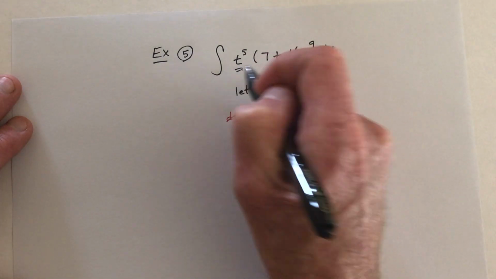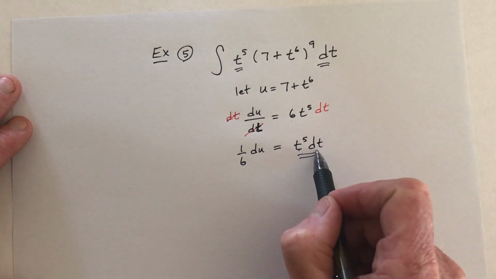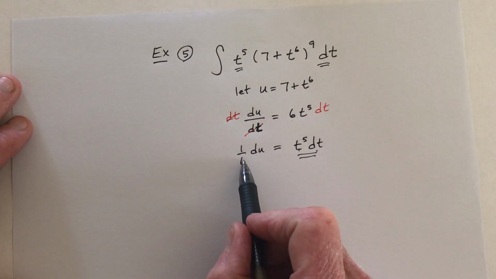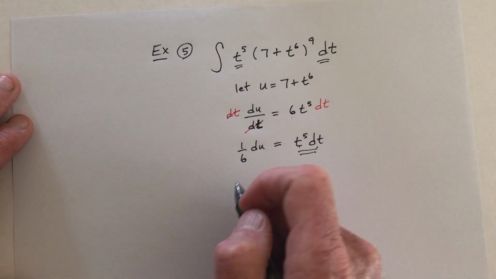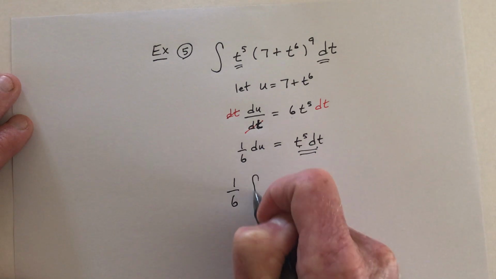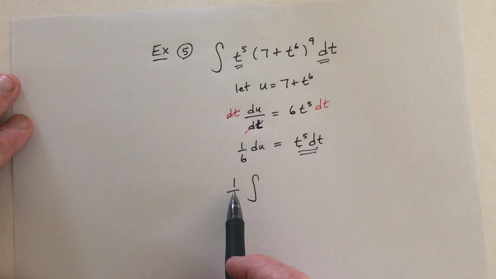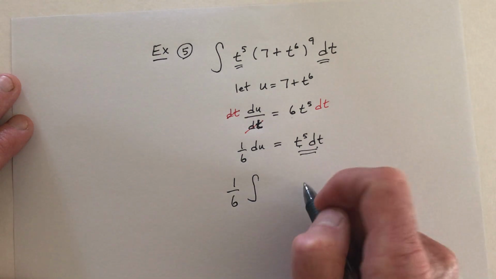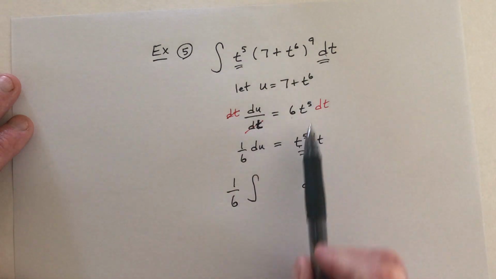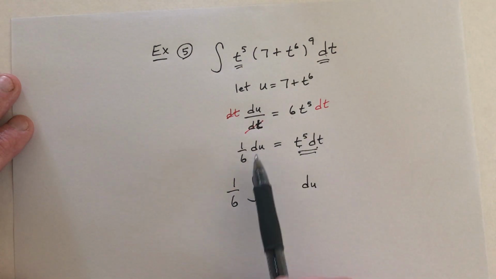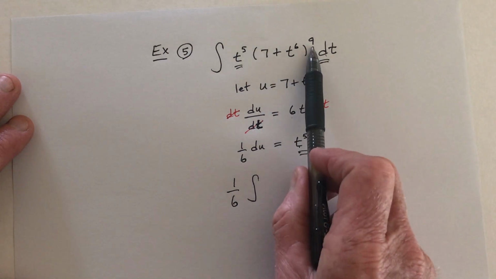And this problem has t to the 5th and dt, so those t to the 5th and dt are going to get replaced with 1/6 du. And the 1/6 is the constant, so you could even factor it out into the front of the integral symbol. And then when I write 1/6 and du, that already takes care of this and this. So they got replaced with 1/6 du. And then this is going to be u to the 9th power.